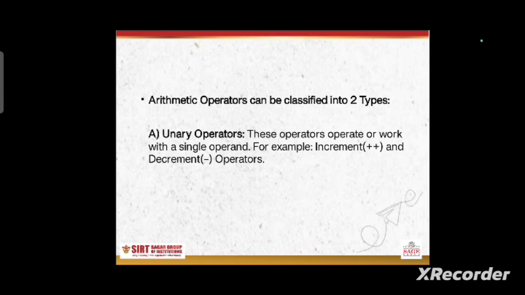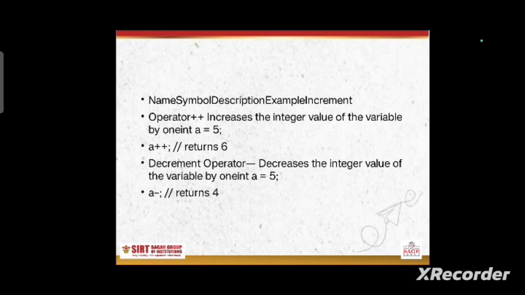In the increment and decrement operators, for increment we use the plus plus sign, and for decrement we use the minus minus sign. If I give you a question in which you have to print the numbers from 1 to 10, we can use the increment operator, that is plus plus. And if I tell you to print the numbers from 10 to 1, then we can use the minus minus operator, which is called the decrement operator. So, name, symbol, description, example: increment. The plus plus operator increases the integer value of a variable by 1. If a is equal to 5, then a plus plus will return 6.